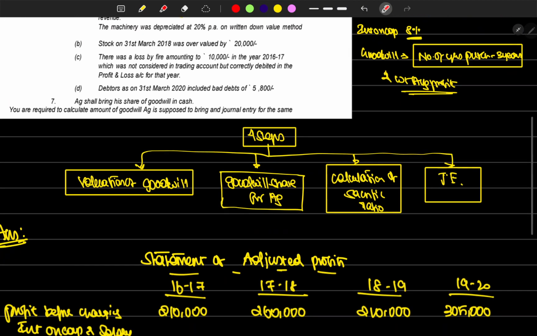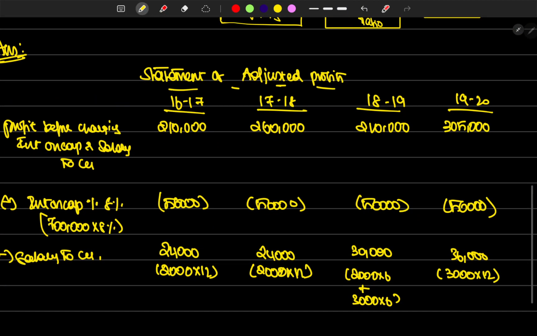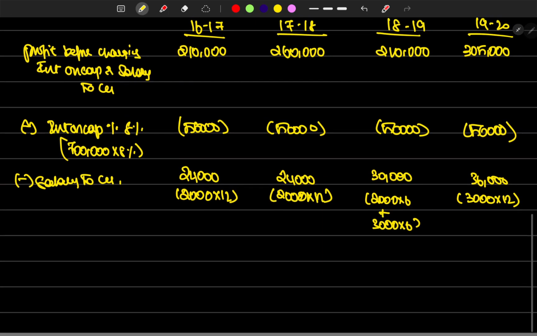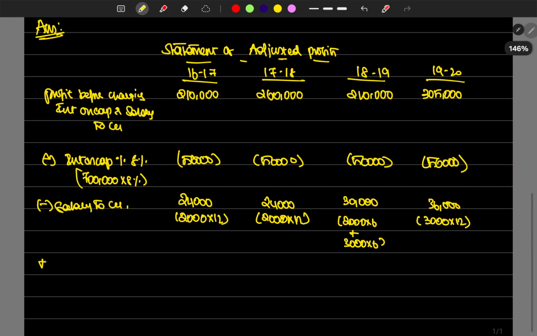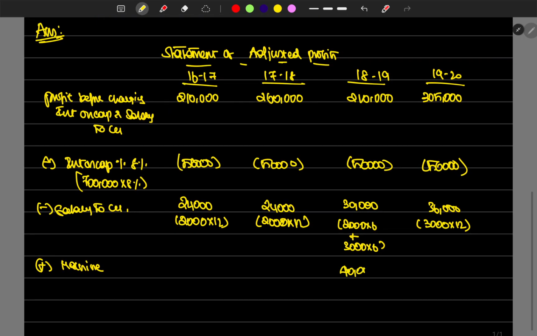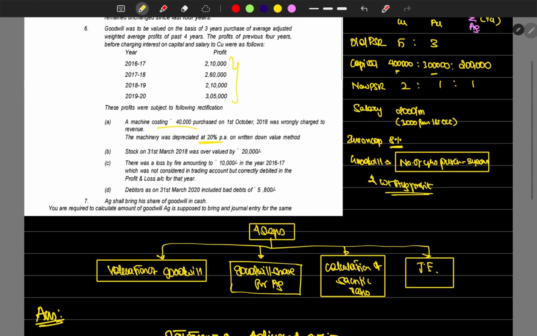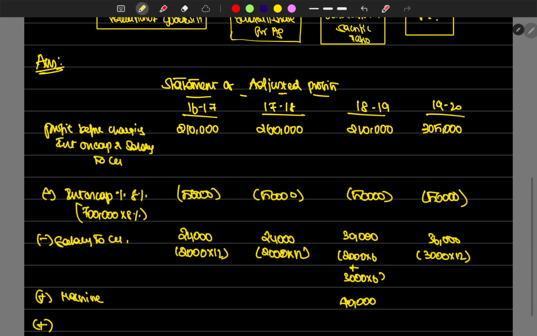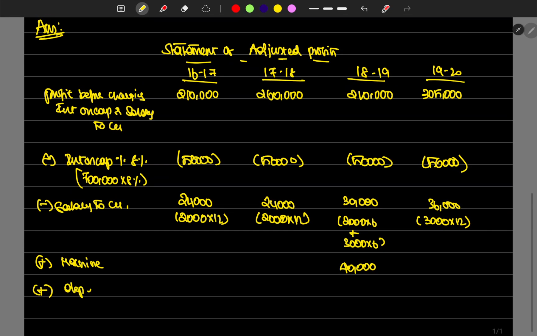So for that, we have to add back the expense done for the machine, which is 40,000, in the year they purchased, 18 to 19. Then there is a depreciation for machinery. Depreciation at 20% we have to charge from net profit. So net profit will reduce for depreciation.